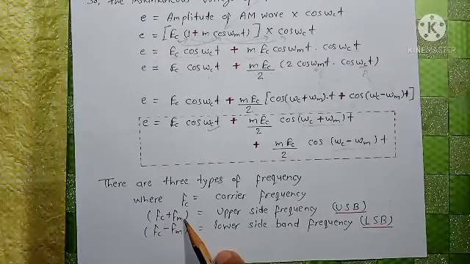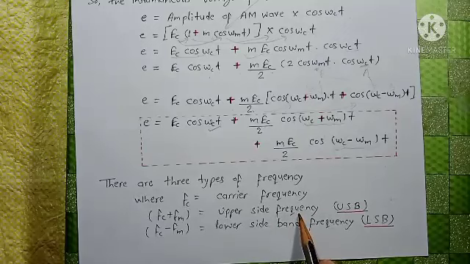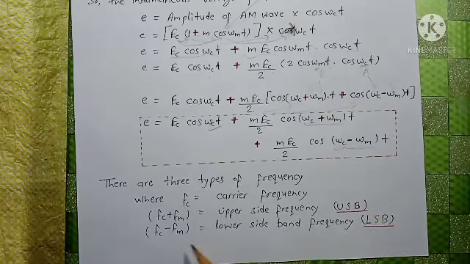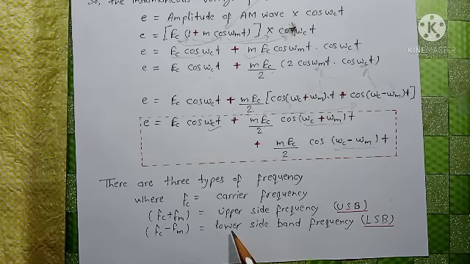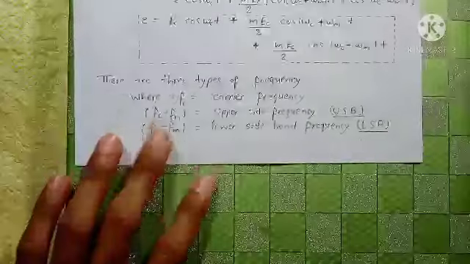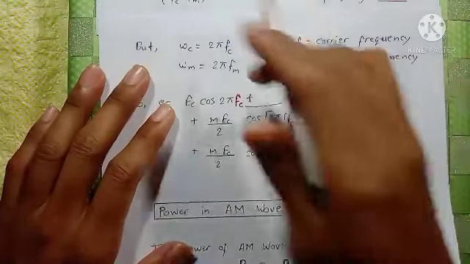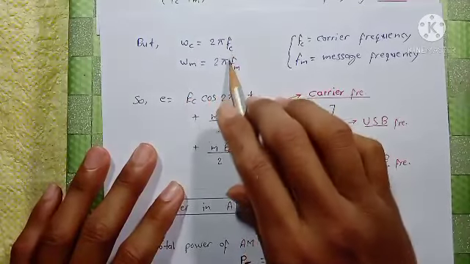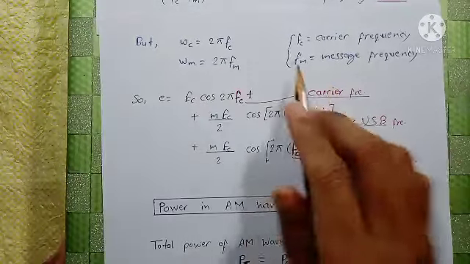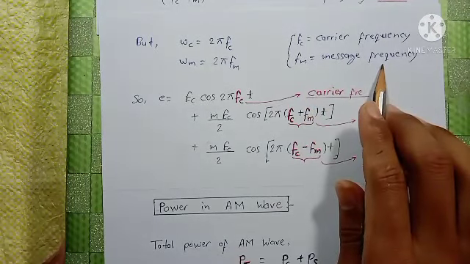and fc plus fm is our upper side band frequency, and in short we call it USB also. And the difference between fc and fm is called the lower side band frequency, in short LSB. But we know that omega c is equal to 2 pi fc, where fc is the carrier frequency, and omega m is equal to 2 pi fm. Here fm is our message frequency.